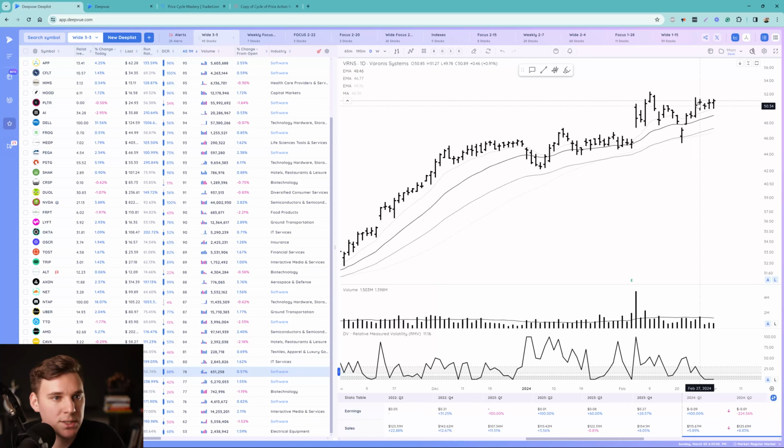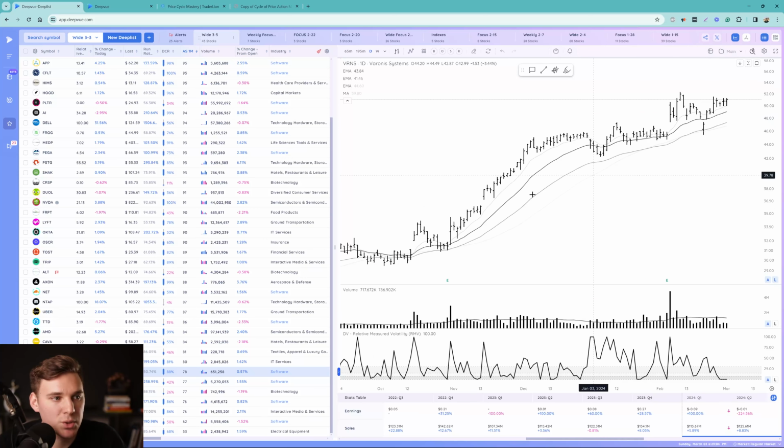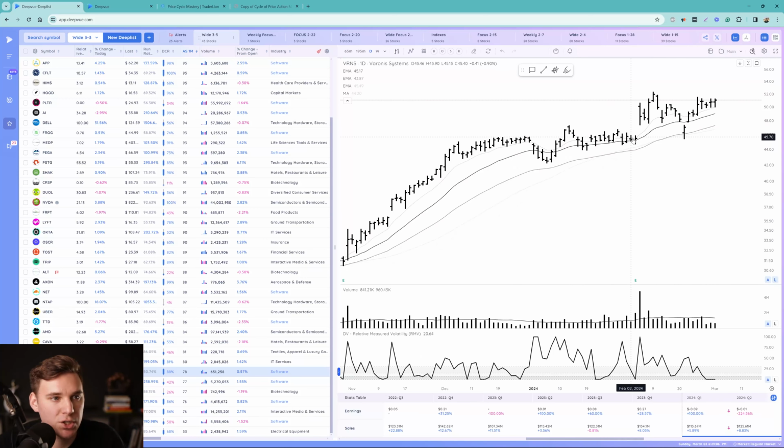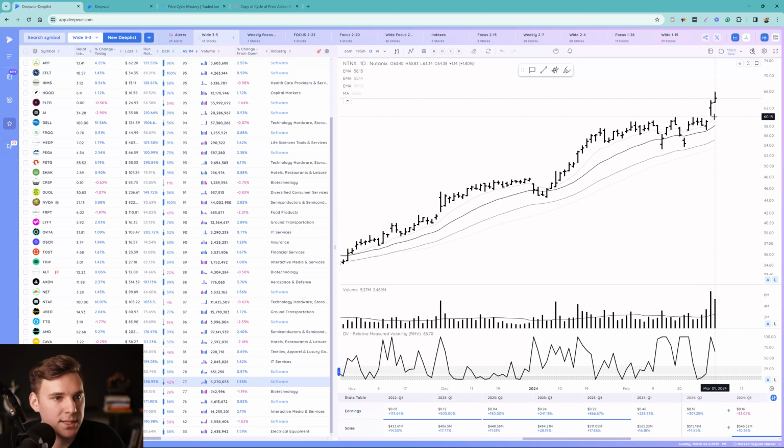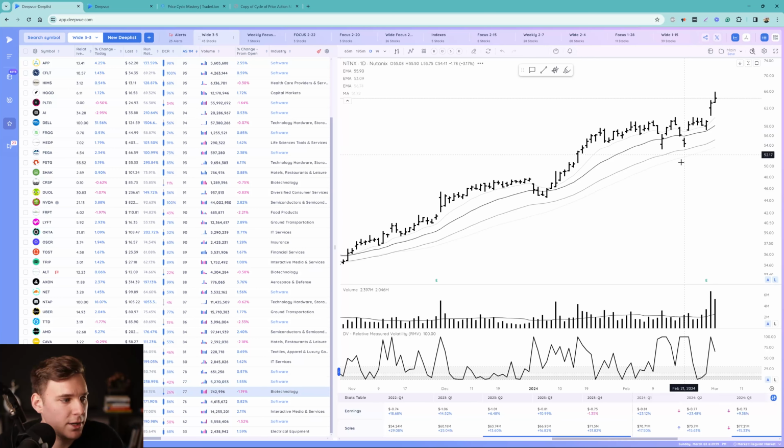VRNS, really tight into the end of the week. This is a recent earnings gap as well. We have a nice prior trend, consolidation, move up. So kind of a base on base type setup here. You've got a pivot right near 51.33. NTNX expanding upwards, nothing much to say as it moved from this tighter area.